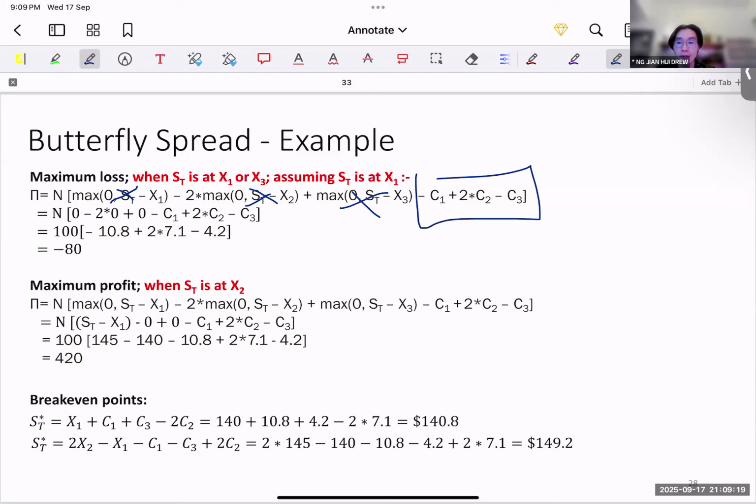Your maximum profit is exactly at X2. So when everything is at X2, this will have certain things, right? Because now this is in the money. Your call is in the money here. At X2, this exactly cancels off, so it's 0. And then this one is also out of the money. And so what we get is just this and the cost of your butterfly spread.